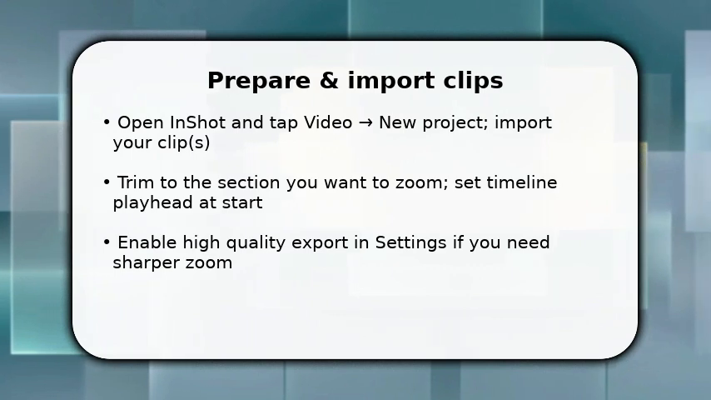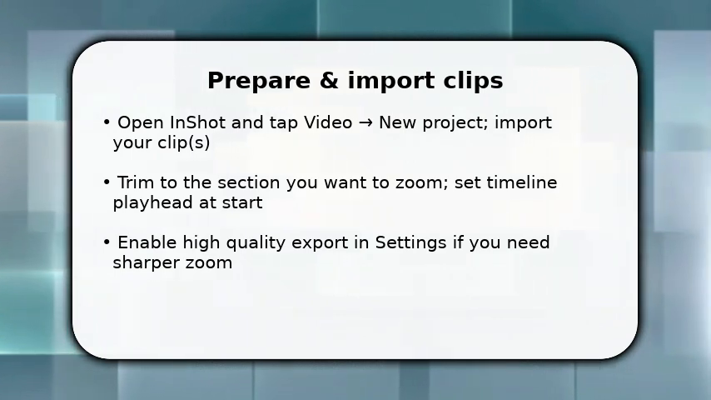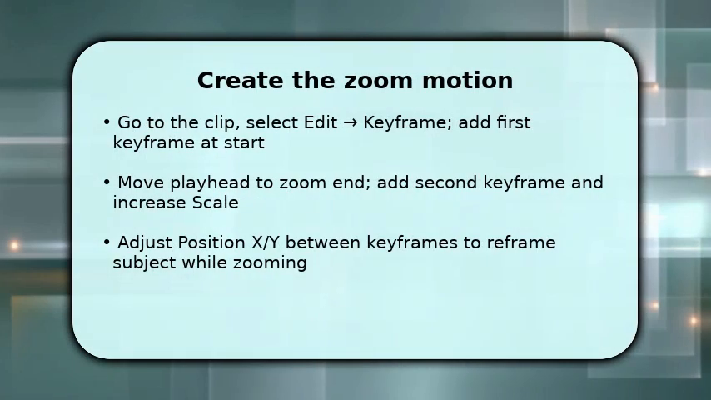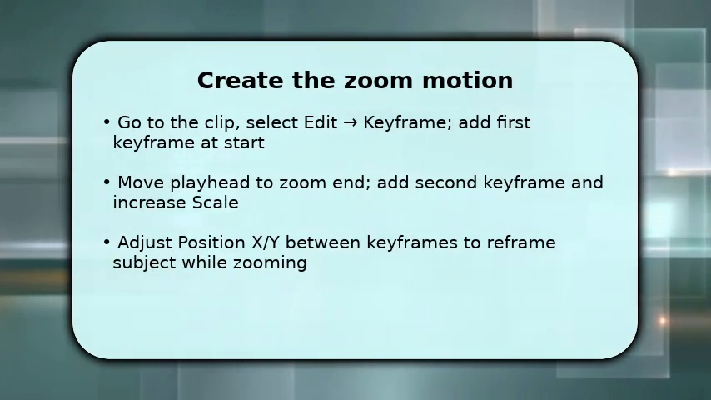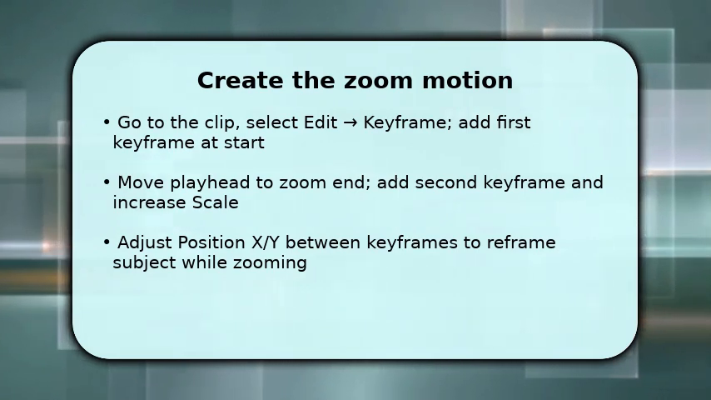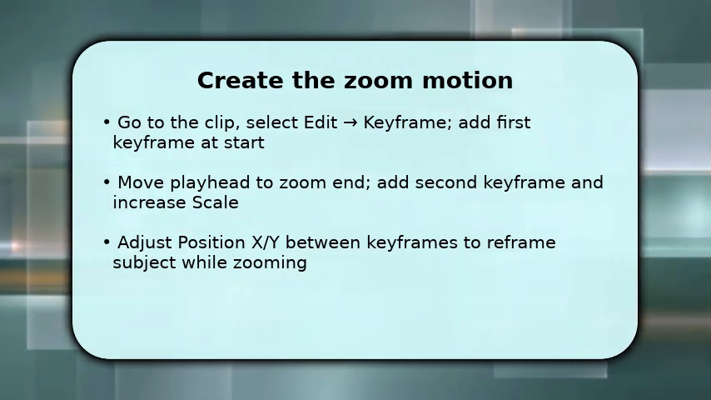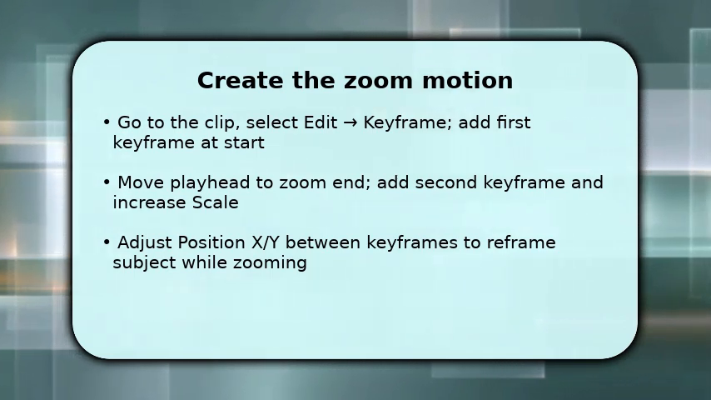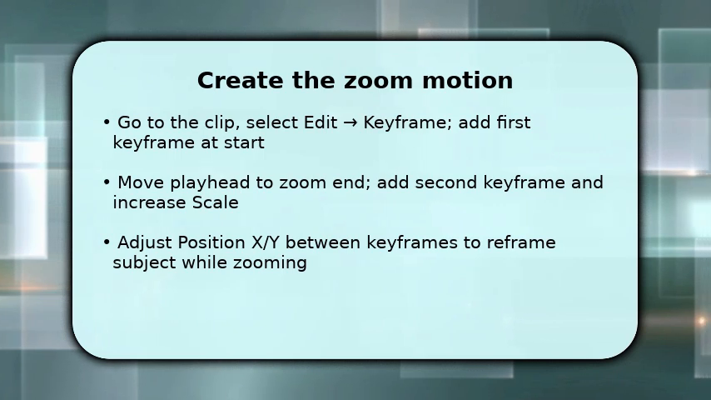Switch to the canvas and timeline view so you can see keyframes and the shot's composition before the next steps. Next, you build the motion using keyframes. Add the first keyframe at the start of your trimmed clip with default scale and position. This anchors the beginning. Then move the playhead to where the zoom should finish and add a second keyframe.